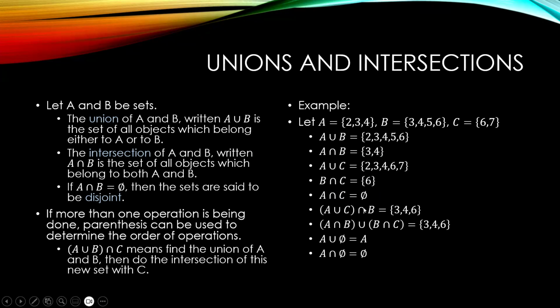A union C, intersect B: well, A union C we know is {2, 3, 4, 6, 7}. And if we are intersecting that with {3, 4, 5, 6}, then we're going to have a 3, a 4, and a 6, which they both have in common. Now (A intersect B) union (B intersect C): well, that's going to be the 3 and the 4 and the 6. Note that they both give the same value. There might be a rule involved in that.